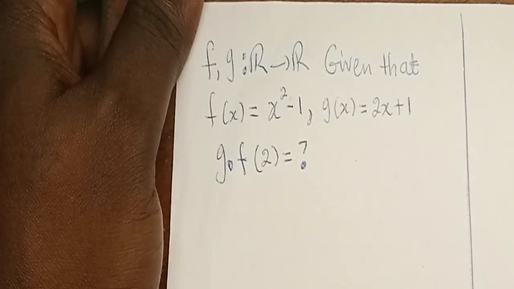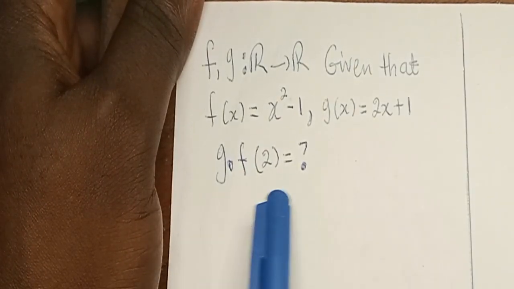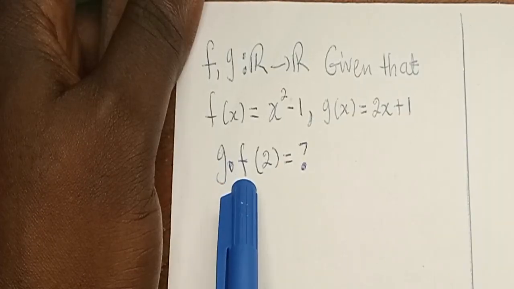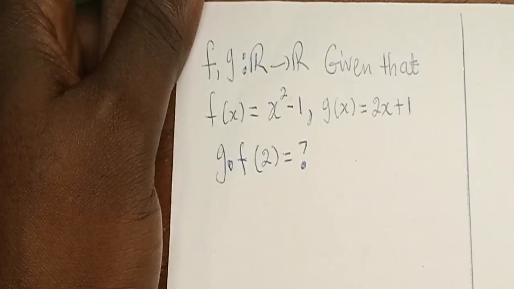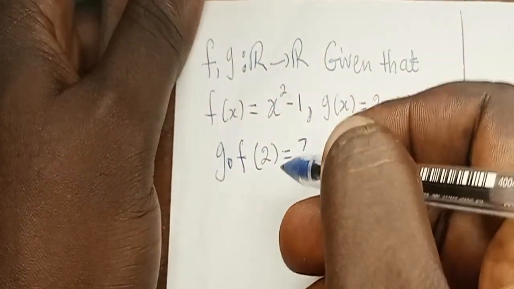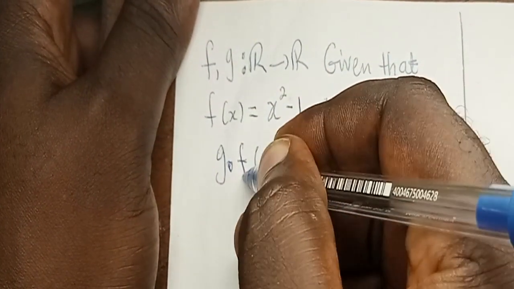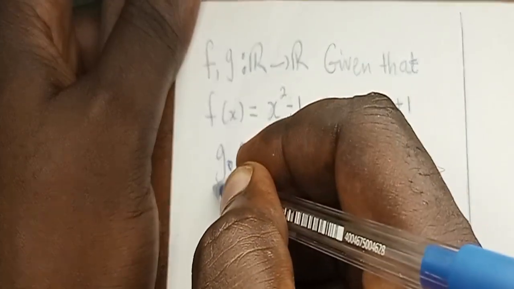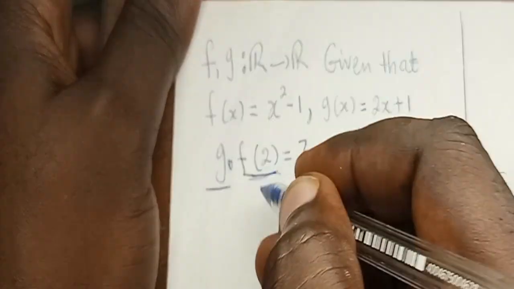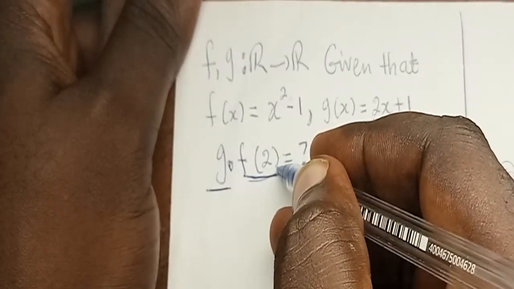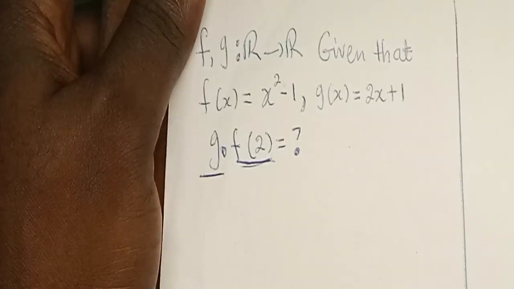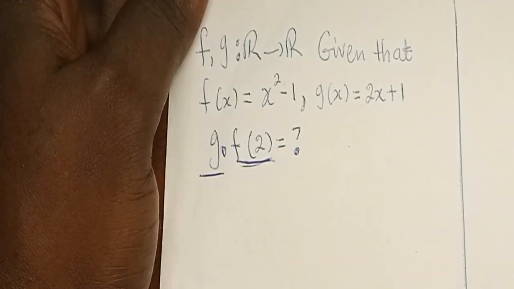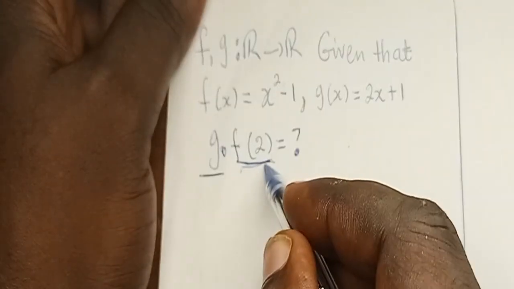In fact, if you see any expression like this, like g of f of 2, what you want to do is, they are telling you that you should first of all look for f of 2. When you have the answer of f of 2, input it inside of g, then you're going to have g of f of 2. Therefore, what we are going to do is to make sure that we first of all solve for f of 2.